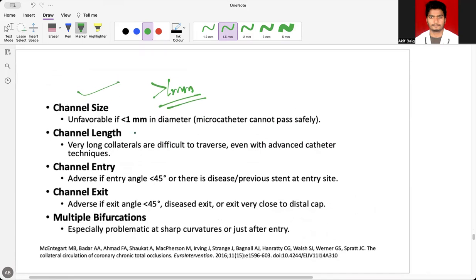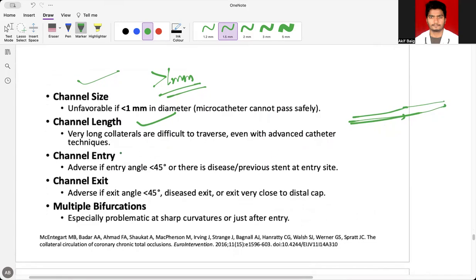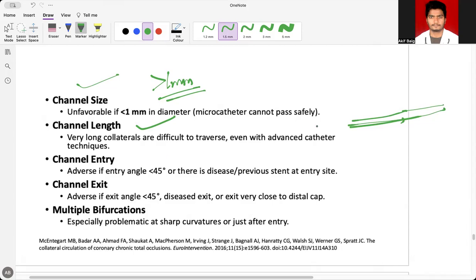Channel length: very long collaterals are difficult to traverse. The longer the collaterals, the higher the difficulty. Channel entry: adverse if the entry angle is less than 45 degrees.